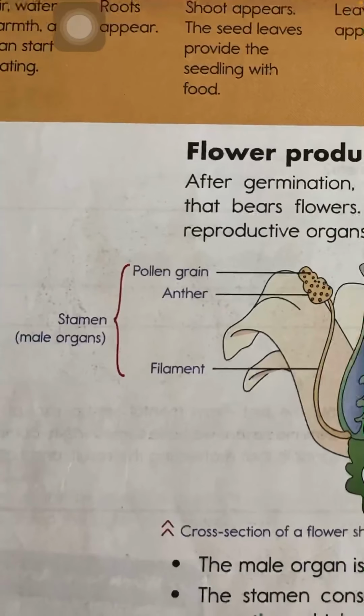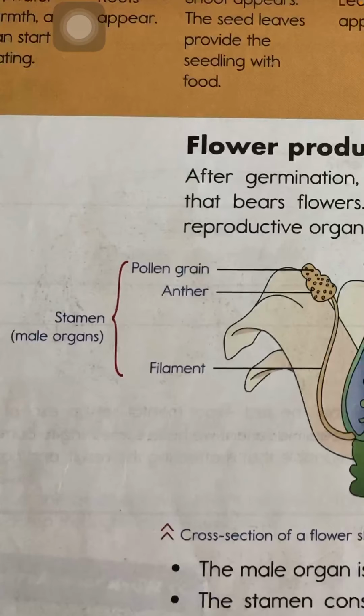These parts are called the stamen, or male reproductive organ. The first part is called the filament, a tube-like structure. The swollen part is called the anther. In the anther there are pollen sacs. Pollen sacs mean that inside them there are pollen grains.